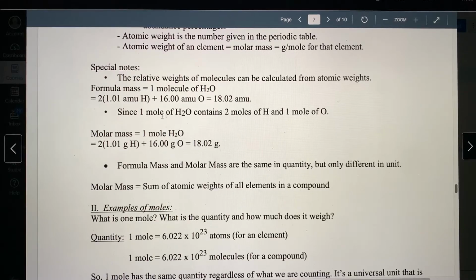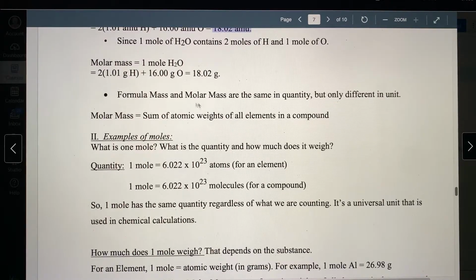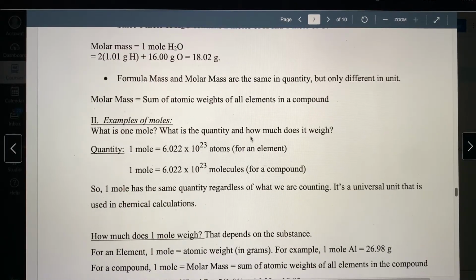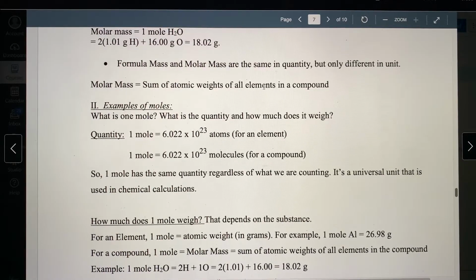For example, here the molar mass of 1 mole of water contains 2 hydrogens, and each hydrogen is 1.01, which I got from the periodic table. It's the atomic mass of hydrogen. 16 is the atomic mass of oxygen, so we add them all up together, and it comes out to 18.02 grams. That's the molar mass. You can do the same for formula weight, but formula weight is in AMU, and that's the formula weight of 1 molecule of water. 1 molecule of water has a mass of 18.02 AMU. Remember, 1 AMU is a really small amount of mass. Formula mass and molar mass are the same in quantity, only different in units. One is in AMU and one is in grams. Basically, it's the sum of the atomic weights of all elements in a compound.